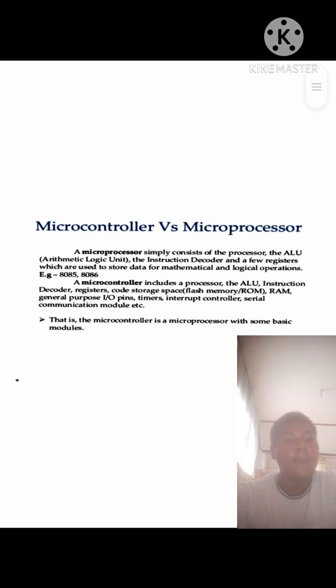What is a microcontroller? A microcontroller includes a processor, the arithmetic and logic unit, instruction decoder, register, code storage space, flash memory or RAM, general purpose input and output pins, timers, interrupt controller, serial communication module, etc.